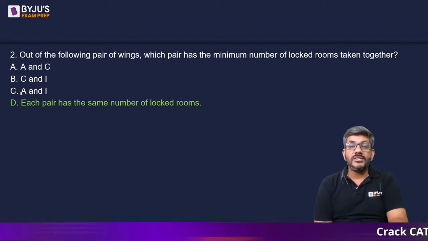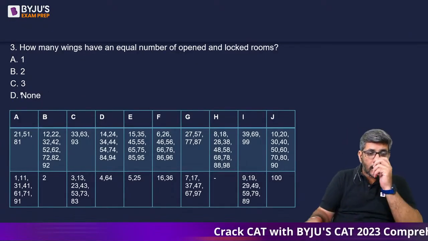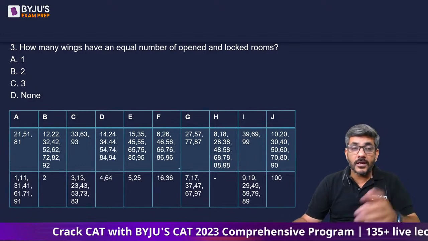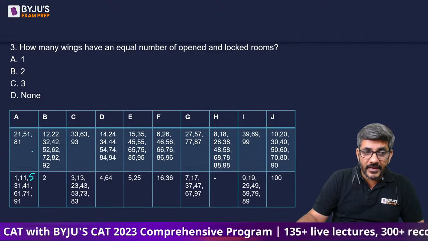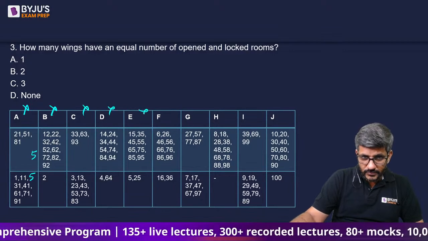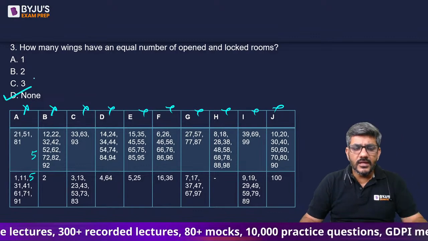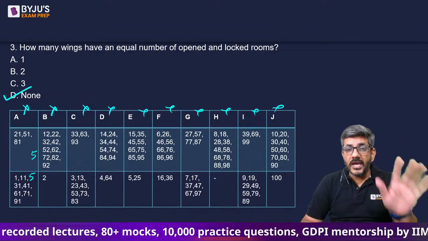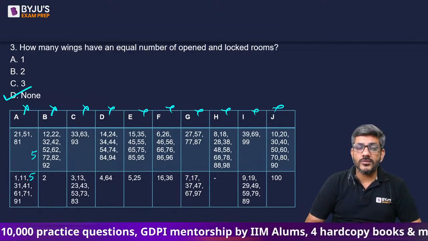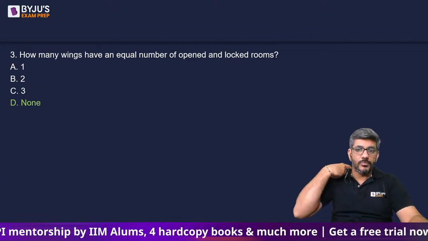I'll move ahead now to question number 3 on your screen. How many wings have an equal number of opened and locked rooms? Equal open and locked rooms. That means 5 here and 5 here. Is this possible in A? No. B? No. No. No. किसी में भी नहीं हो रहा. वैसे भी पिछले क्वेश्चन में करके देखा ही था हम लोगों ने that none of the wings has 5 rooms open. किसी में भी 5 रूम ओपन नहीं आ रहे थे. So therefore the correct answer for this question is none. That none of the wings has equal number of closed and open rooms.